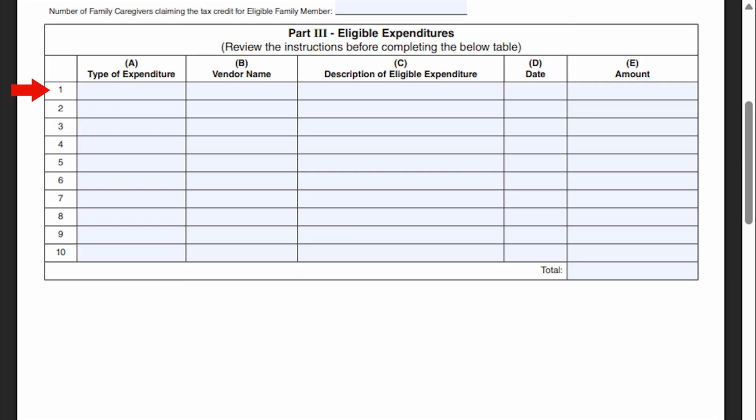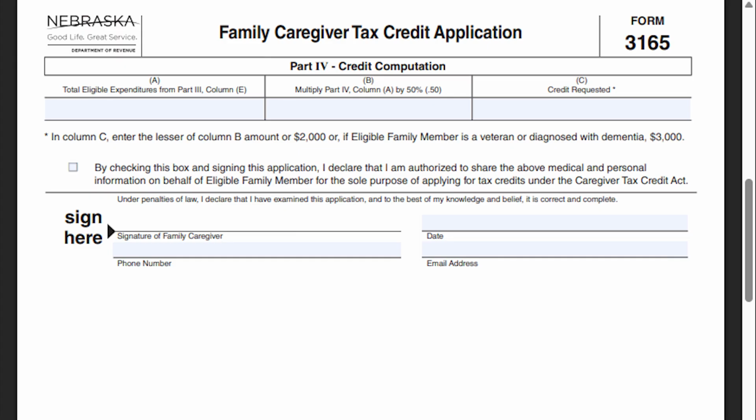Part 3, Eligible Expenditures. For this section, the family caregiver will need to enter the following: the type of expenditure, the vendor name, a description of the eligible expenditures, the date of the expenditure, and the amount of the expenditure. It's important to note that a receipt for each expenditure that is being filed will need to accompany the application form to verify the expenditure. Failure to provide supporting documentation for each eligible expenditure will delay the processing of the application or cause the application to be denied. Part 4 of Form 3165 is the credit computation.